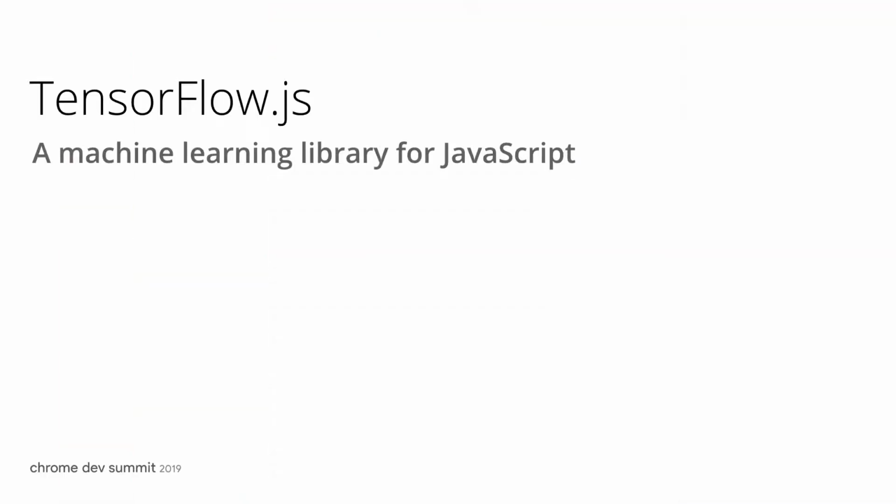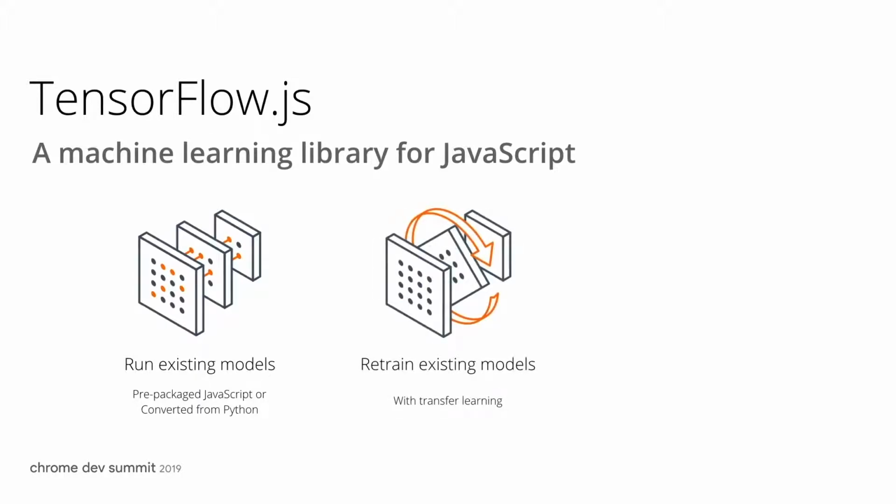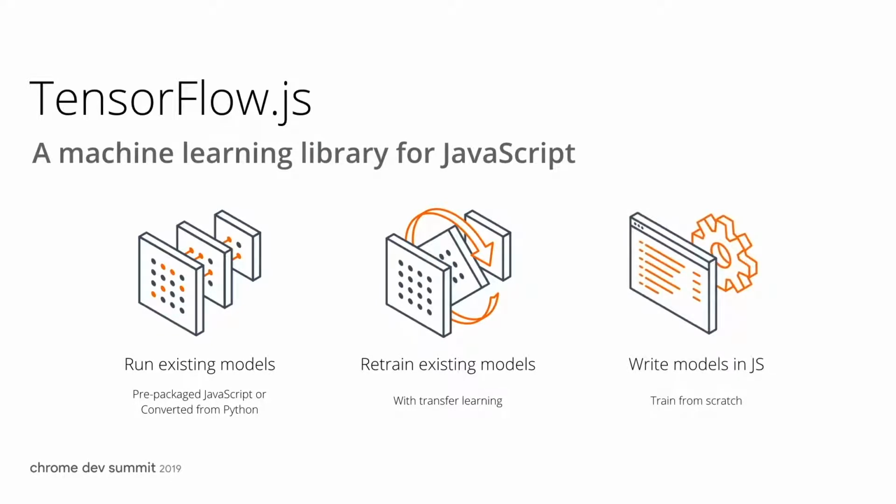You can use TensorFlow JavaScript in one of 3 different ways. You can run a pre-trained machine learning model in your application. You can customize a pre-trained model by retraining it on your own data. Or you can use the lower level ops API to write a new model from scratch directly in JavaScript.